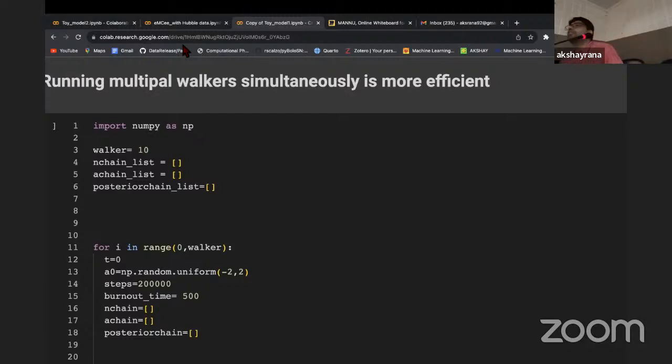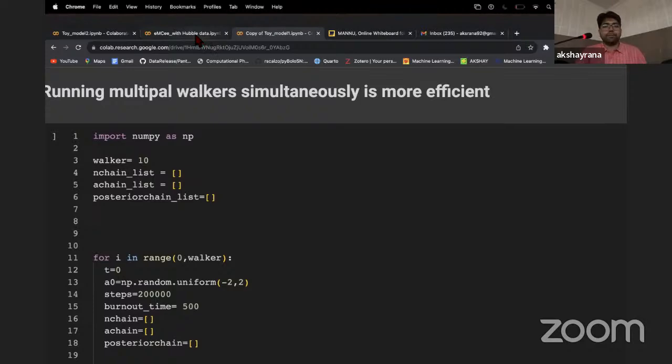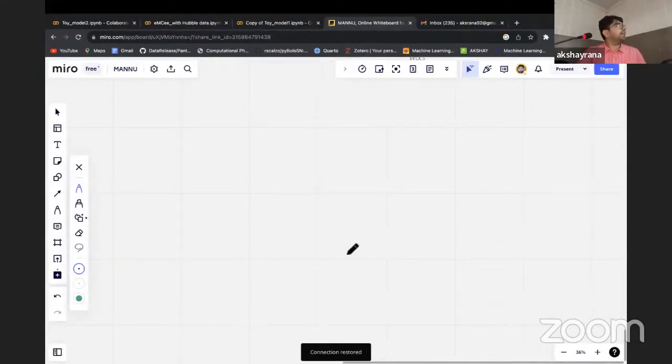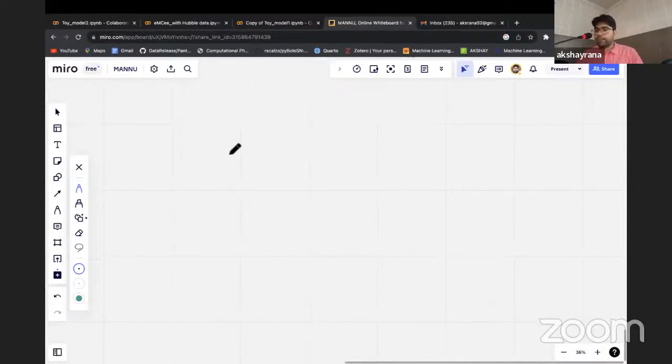Now let's work with some real data. Before that, let me just give you an idea. Here we have learned one part, MCMC: given a distribution, you know how to sample. Now let's very briefly talk about something called Bayesian statistics.